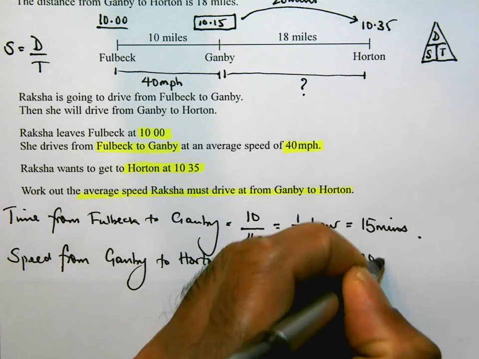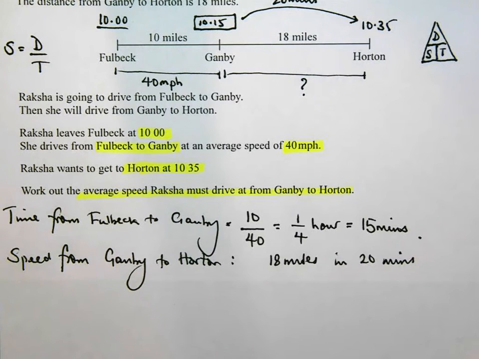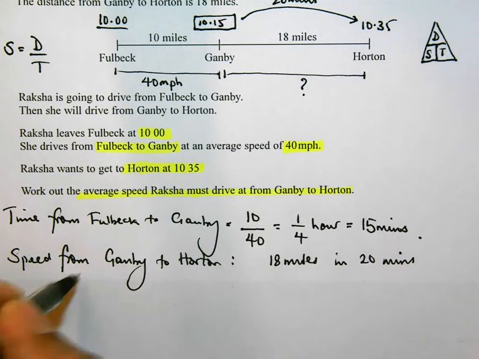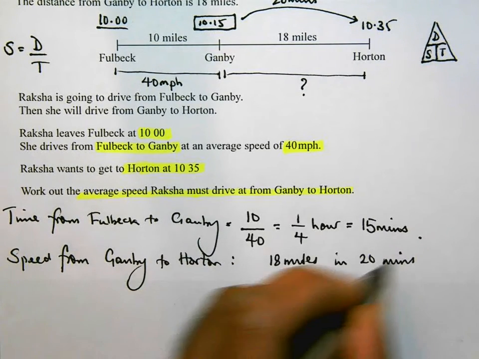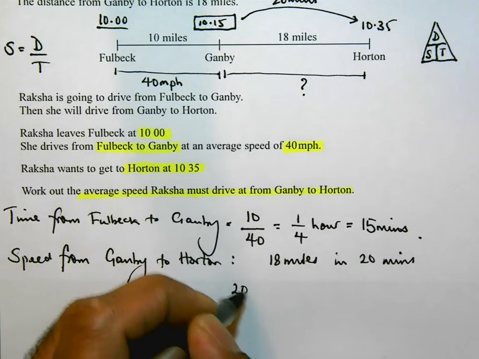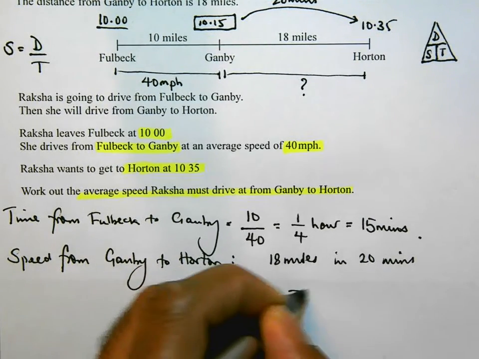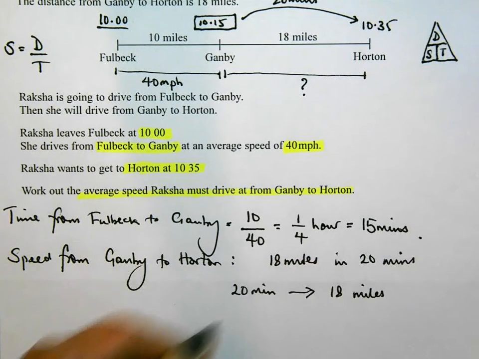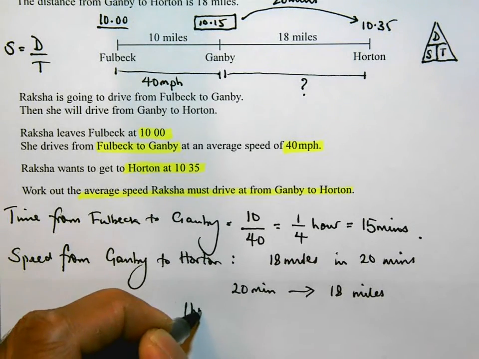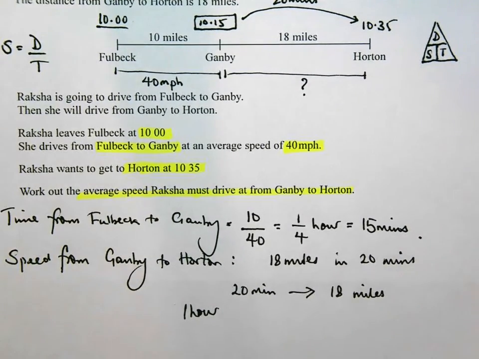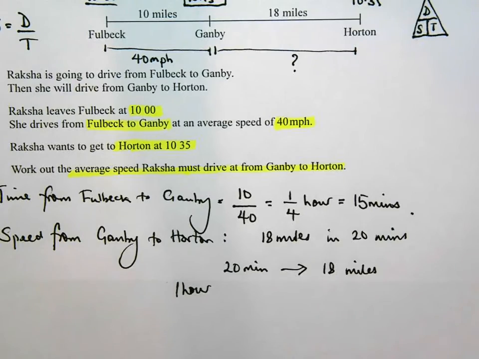So how far will she travel in 1 hour? That would be her speed. So the speed is the distance traveled in 1 hour. In 20 minutes, she travels 18 miles. So in 1 hour, how far will she travel? So if I just move this forward a bit. In 1 hour, which is 60 minutes.